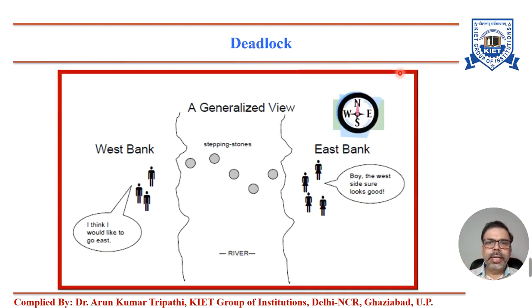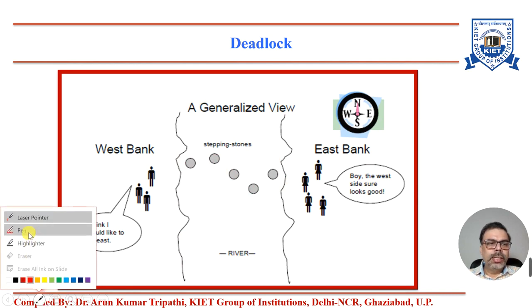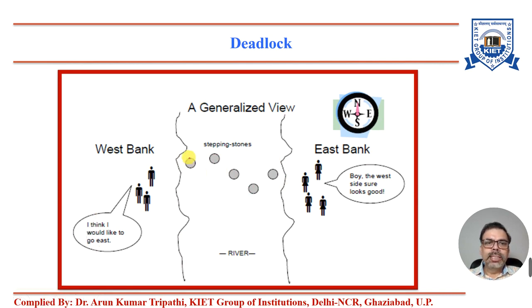Now coming to the deadlock. What is deadlock? This is one of the best real-life examples. This is a river and there are a finite number of stepping stones. If a person wants to cross the river, they have to put their foot on these stepping stones and then after that they can cross the river. There is a restriction also.